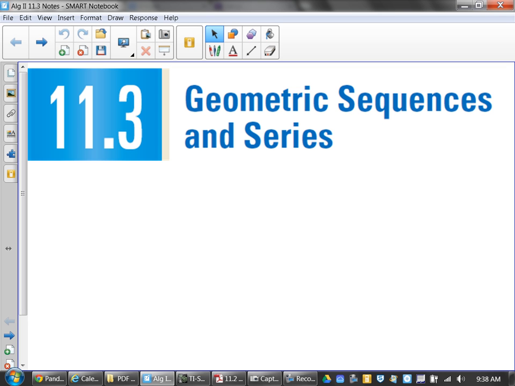Once again, as you're working with geometric, you're talking about multiplying by the same rate each time, or dividing by the same rate. It can be positive, it can be negative. It's all good fun. It really isn't that bad.